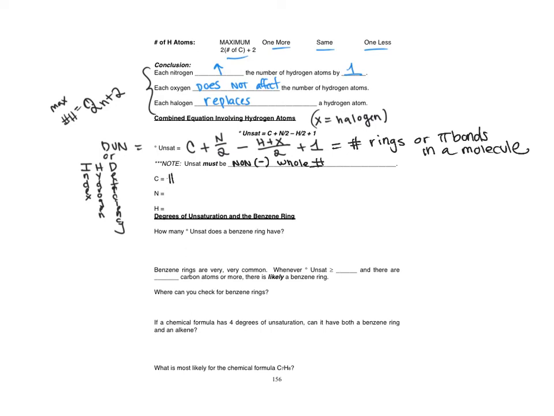And so C equals the number of carbons. N equals the number of nitrogens. H equals the number of H's. X equals the number of halogens.